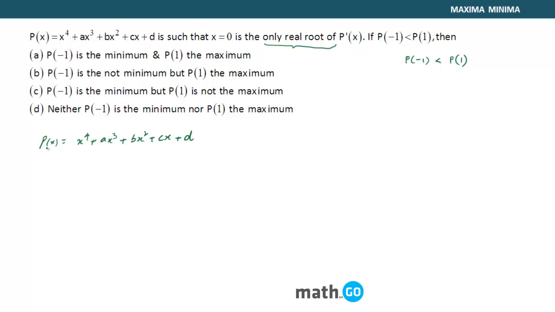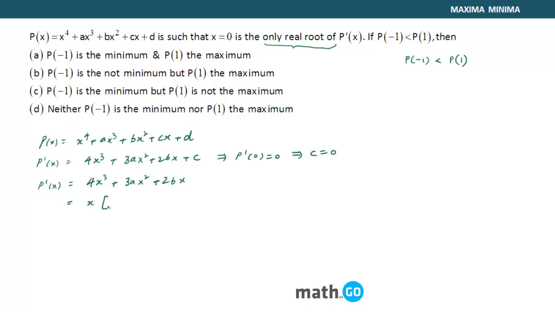So if you are given the only real root of P'(x), let's find P'(x). P'(x) is 4x cube plus 3ax square plus 2bx plus c, and you are given that P'(0) is equal to 0. So from here you can easily see that c is equal to 0, right? Then P'(x) is nothing but 4x cube plus 3ax square plus 2bx, and if I take x common from here, you will get x(4x square plus 3ax plus 2b), right?